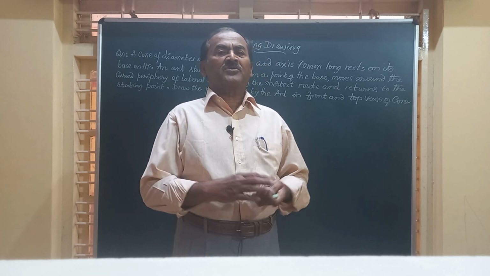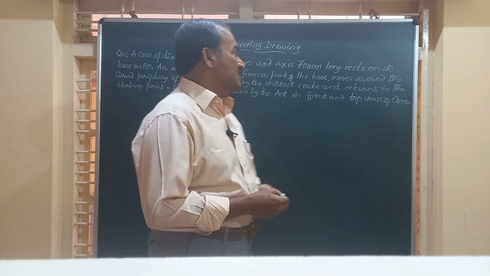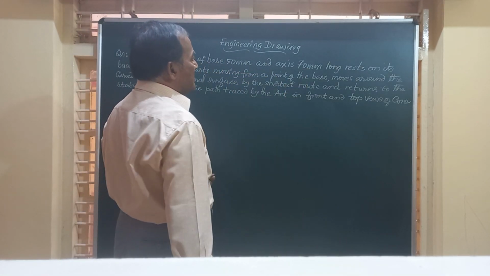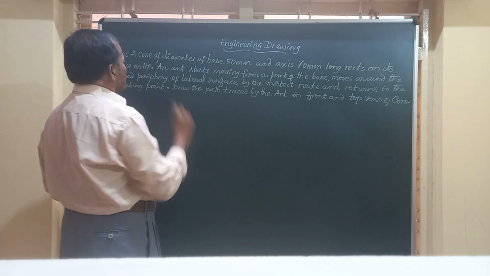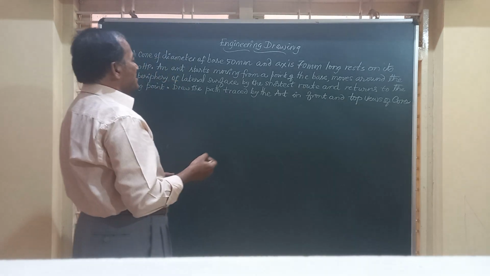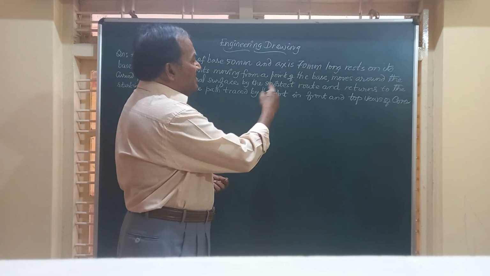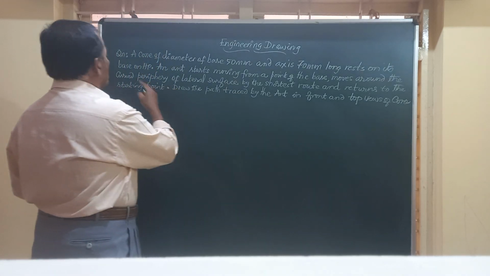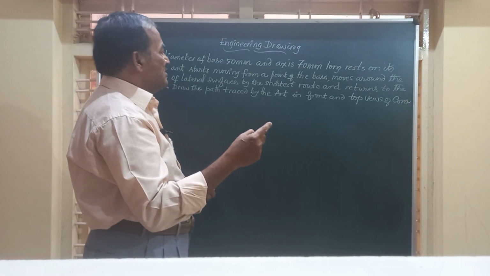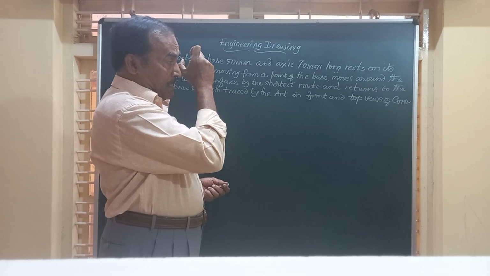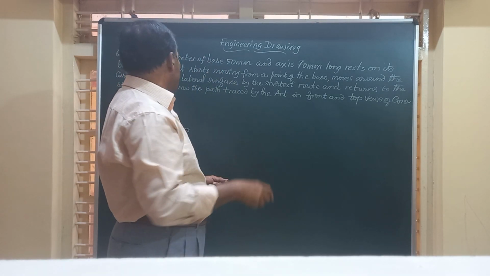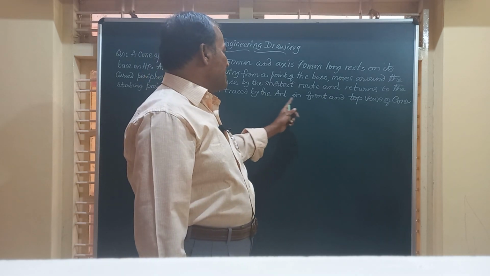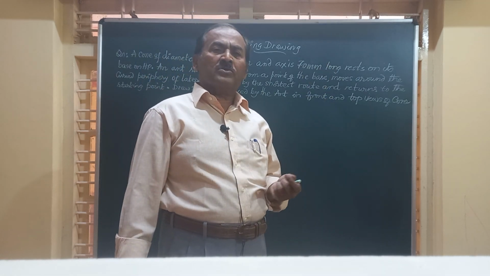The question for today's video reads like this: a cone of diameter of base 50 and axis 70 mm, resting on HP. An ant starts moving from a point of the base, moves around the curved periphery of the lateral surface by the shortest route and returns to the starting point. Draw the path traced by the ant in front and top views of the cone.